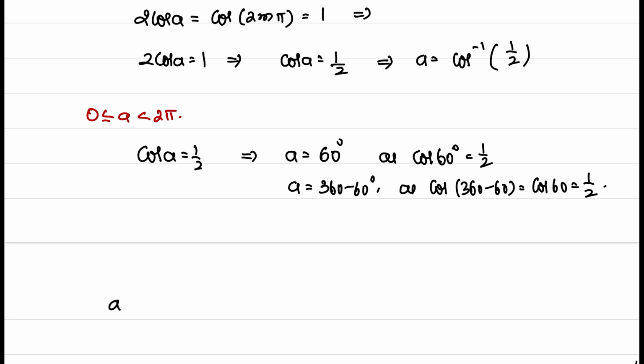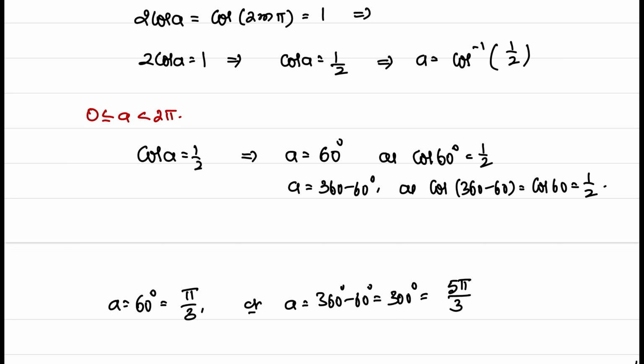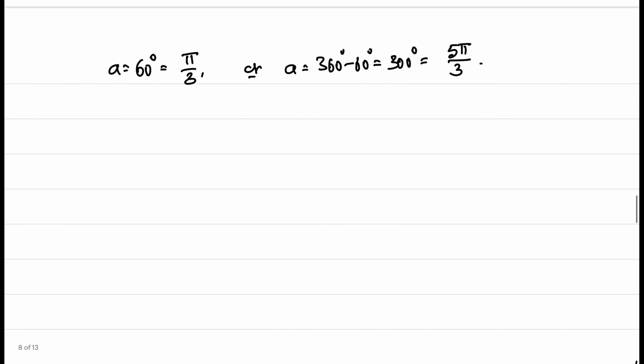A is equal to 60 degrees means in radians it will be pi by 3, or a is equal to 360 minus 60, that is equal to 300 degrees, that is equal to 5 pi by 3. That means a has a value, a is equal to pi by 3 or 5 pi by 3.